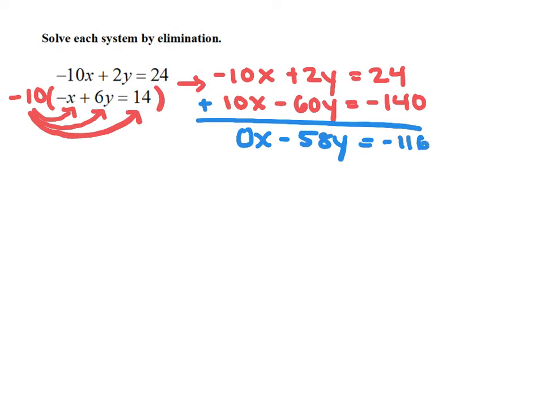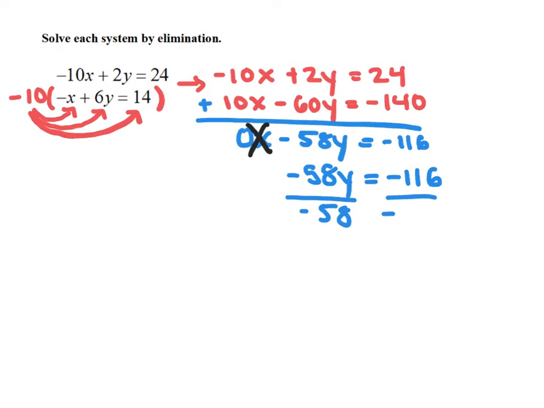Now that 0x cancels out and I don't have to write it. So my equation is really negative 58y equals negative 116. To solve for y, I would divide both sides by negative 58 to get y equals 2.